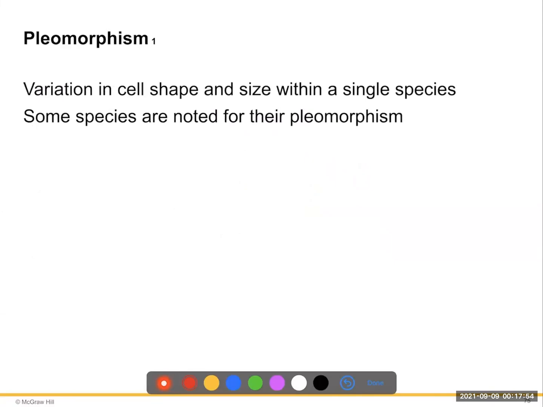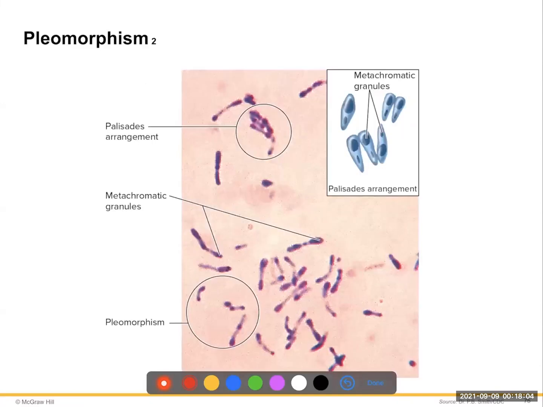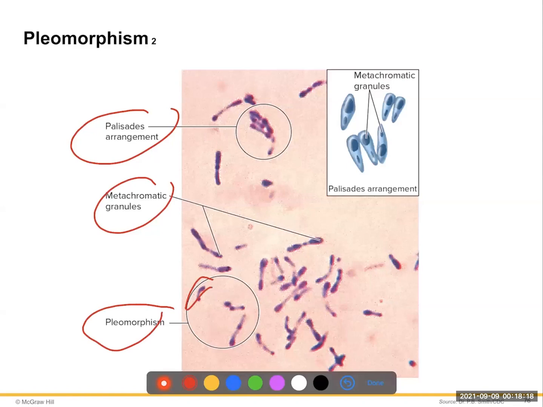So there is variation in cell shape and size within a single species. Some species are known for pleomorphism. Pleomorphism means they can take on different shapes in the same species of bacteria. Okay. So you can have different arrangements. You can have metachromatic granules and palisades where they all line up together. Or pleomorphism, where they can have different shapes all together. All the same bacteria.